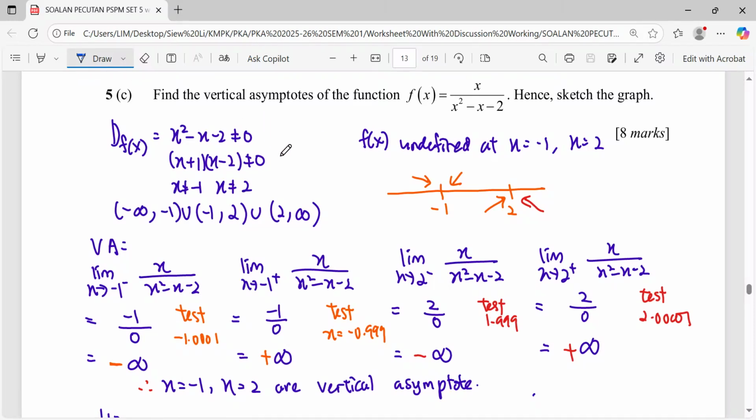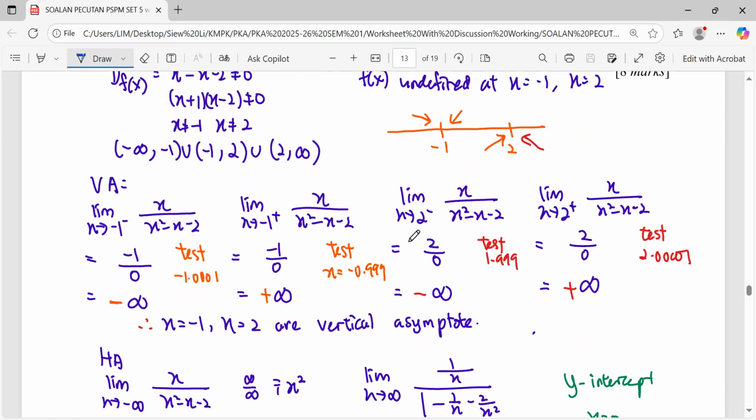Hi everyone, for this video we continue from the previous question. As I was doing 5C here, I noticed my video stopped and was not recording continuously, so I continue the discussion here. When you get negative infinity and positive infinity, you get x equals negative 1 and x equals 2 as vertical asymptotes. Then we continue to find the horizontal asymptote and sketch the graph.